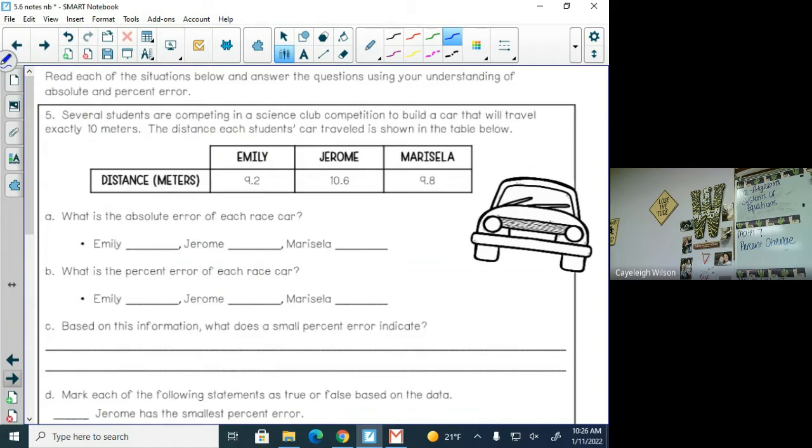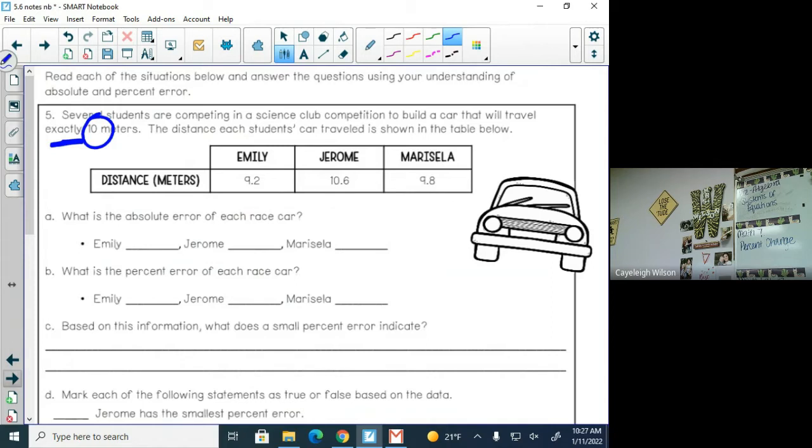So number 5 says, several students are competing in a science club competition to build a car that will travel exactly 10 meters. So that's the exact amount because it's telling me exactly 10 meters. The distance each student's car traveled is shown in the table below. So there's 3 different people. Emily's went 9.2, Jerome's went 10.6, and Maricella's went 9.8.